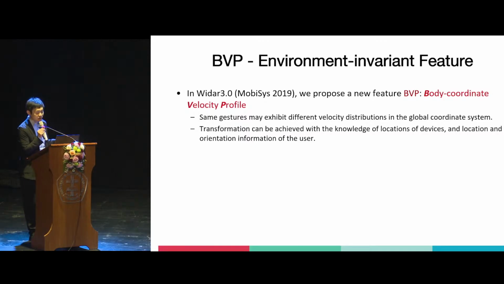So in Widar3, we propose a feature for human action recognition called the body coordinate velocity profile, BVP for short. The key idea is here. For the same gesture, if it is performed at different positions and orientations, its speed distribution in the global coordinate system changes a lot. But if we transform the velocity into the body coordinate system, then the BVP patterns of the same gesture should be similar across different environments.